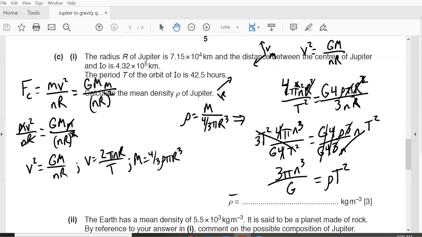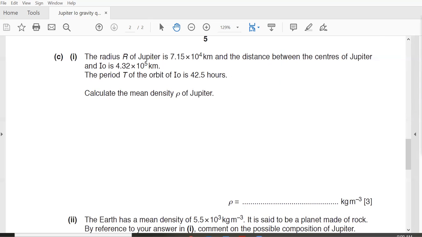All right, go ahead and pause the video. All right, so it looks like they give us the radius of Jupiter, the distance between the centers, the period is 42.5 hours, and we have to calculate the density of Jupiter. That's what they want us to do. All right, easy come, easy go. Get rid of all that.